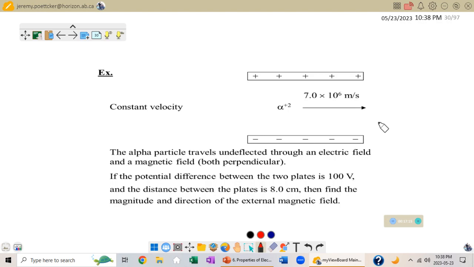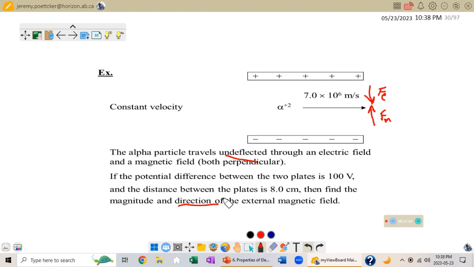So direction-wise, we have to do this whole example here, but the direction of the external magnetic field: it's traveling undeflected, so basically it's going to travel in a straight line. Now, electric force is going to be pushing down on it. That means our magnetic force has to be equal and opposite. It's going to be balanced forces.